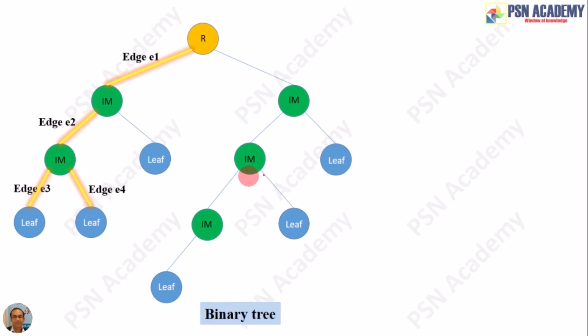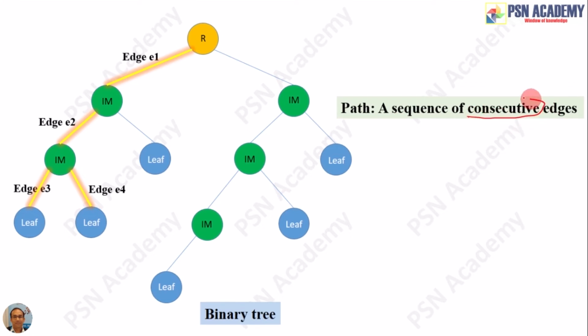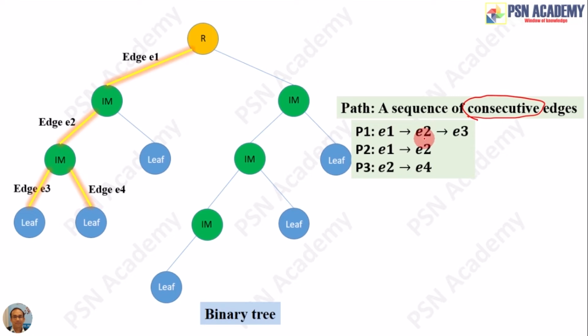This is a definition of a path. It's a sequence of consecutive edges. Remember this word, consecutive. So for example, you may have path P1 as E1, then E2, then E3. See here. This is a path P1. For path P2, we have E1 and E2. So it goes like this. E1 and E2. We may also have path P3 with E2 and E4 like this.